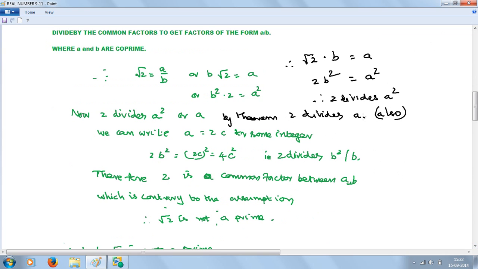Since 2 divides a, 2 divides b square. If 2 divides b square, 2 divides b. So 2 is a common factor between a and b, which is contrary to the assumption. Therefore, root 2 is not rational.